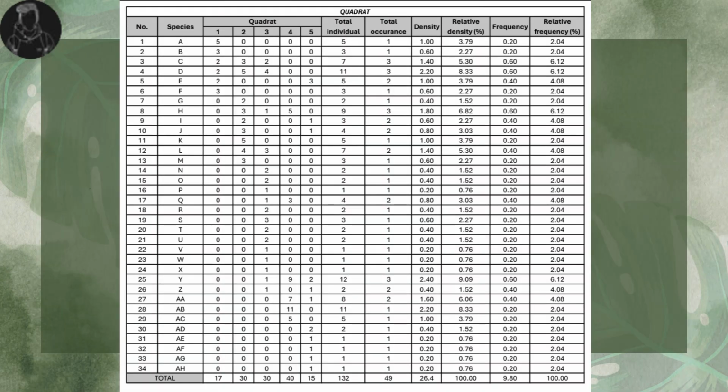Our results showed significant variation in the number of species across different quadrats. We identified 34 species, with species Y having the highest individual count, indicating that the environmental conditions at the site were particularly suitable for its growth.